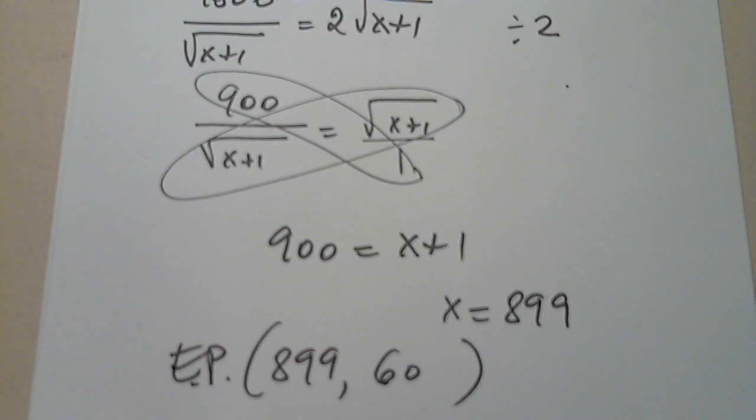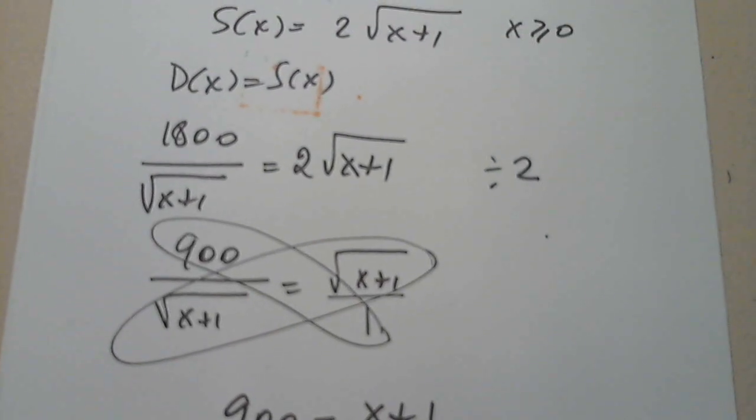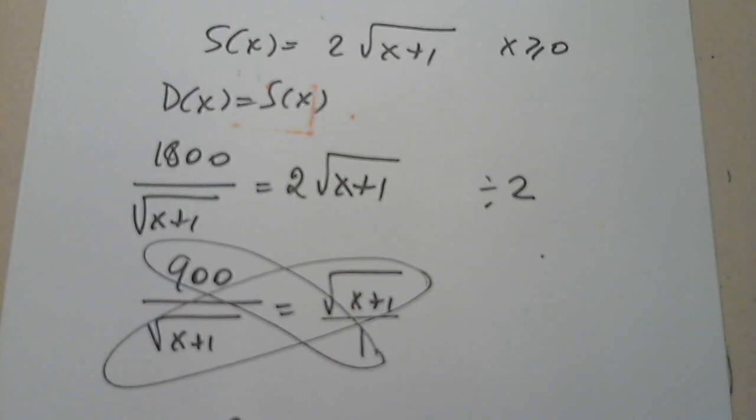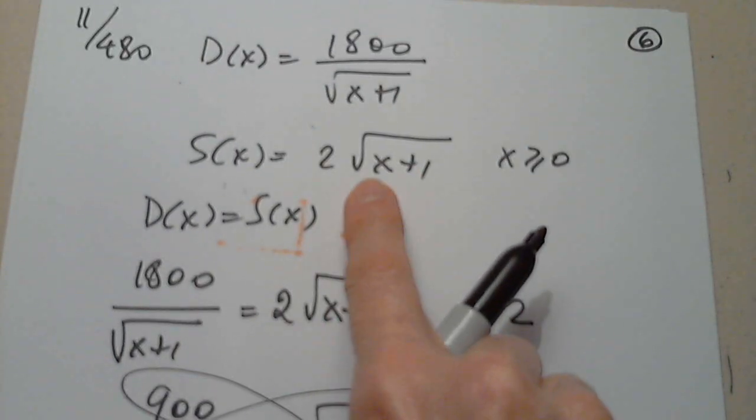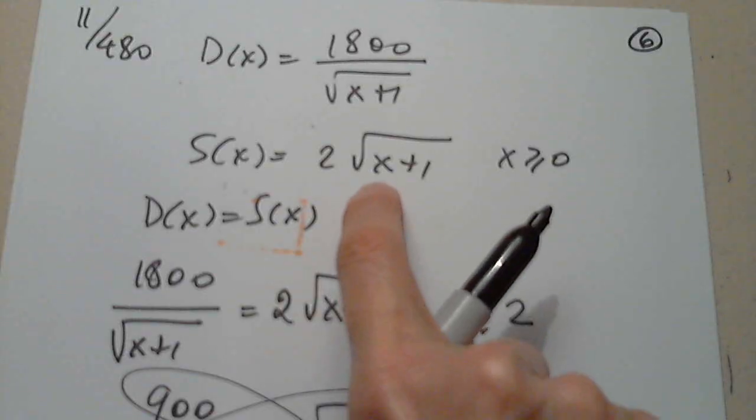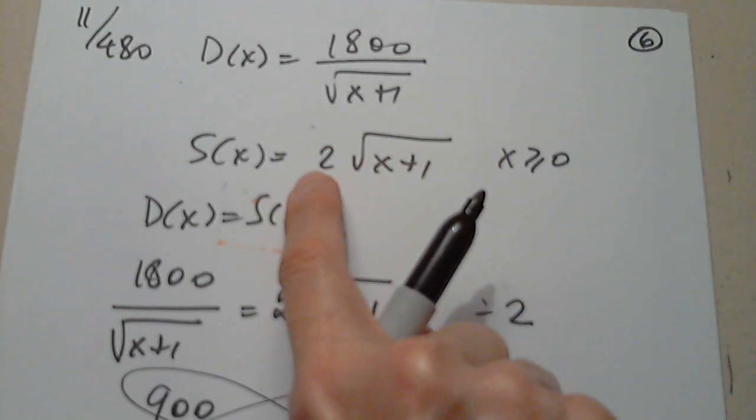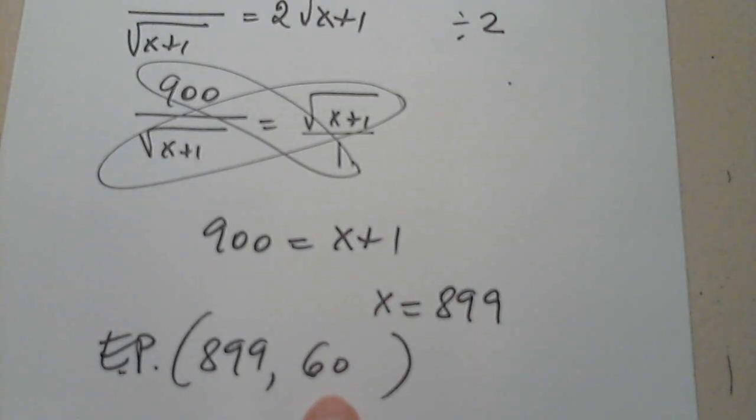Can you do that y again? How did you find that? You mean the 60? Yeah. I plugged it in. 899 plus 1 is 900. The square root of 900 is 30. 30 times 2. Is that okay? Yep. Perfect.